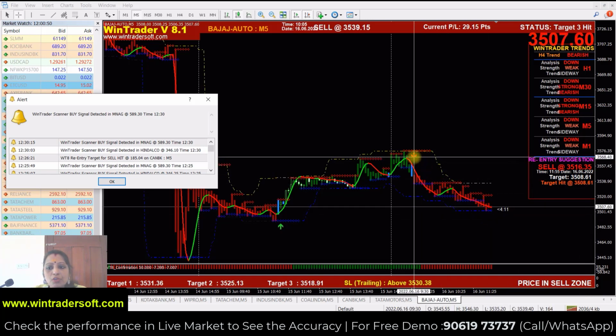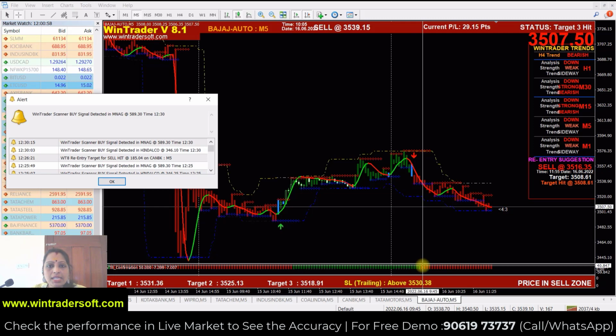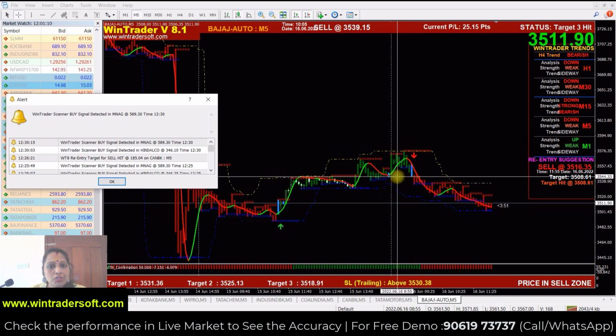After that, for the second confirmation, below the arrow you can see there is a bar, that is our confirmation bar. The bar should be in the same color as the signal. If it is a sell signal, then the bar should be red. If it is not confirmed at that level, but gives confirmation after 1 or 2 candles, you can take a position at that level. You can enter at the market level.